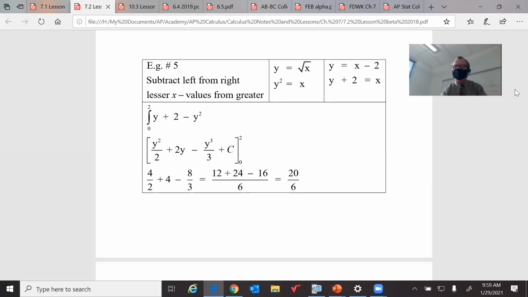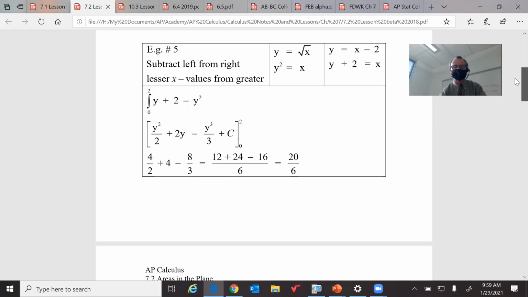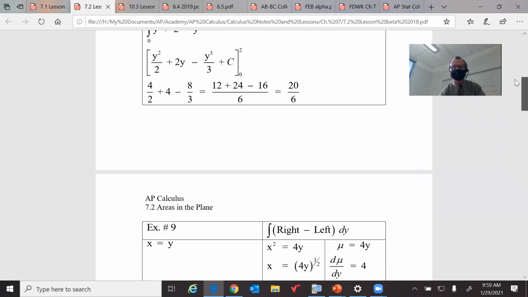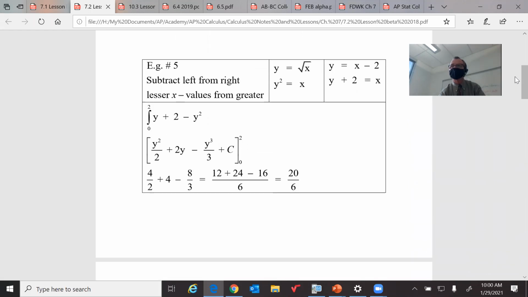So I'll leave that up there. That's the example. You go to problem number 9. Is that the problem we did yesterday? It is? So you're going to go to the same problem we did yesterday, but you're going to do the problem dy. So you're going to get the same answer if you do it correctly. Problem 9.